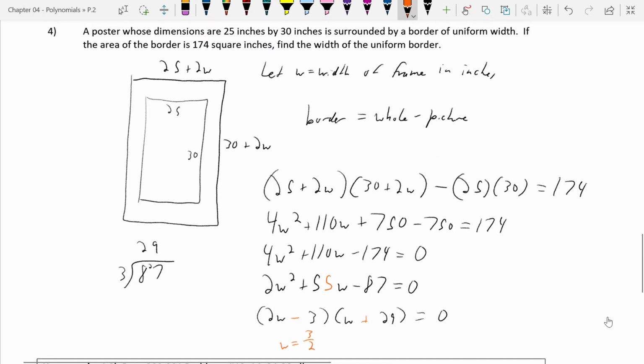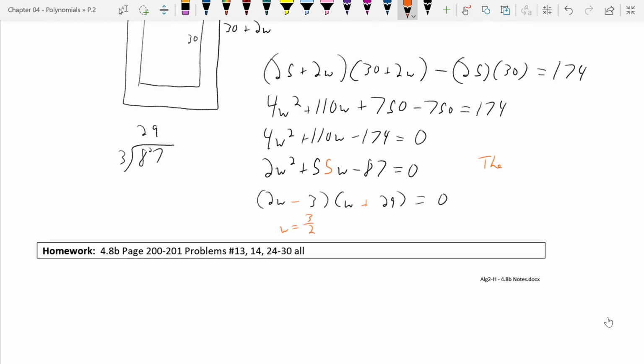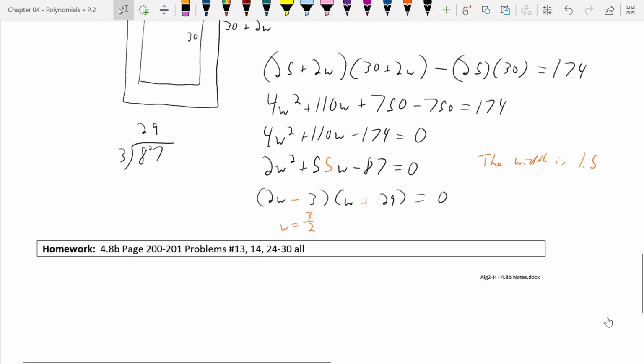And it wants the width of the uniform border, so we say the width is 1.5, let's see, what was the units? 1.5 inches. And that's it.